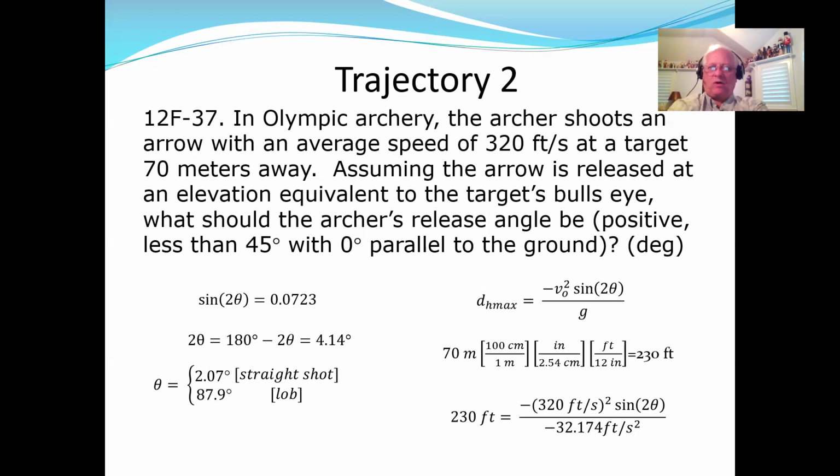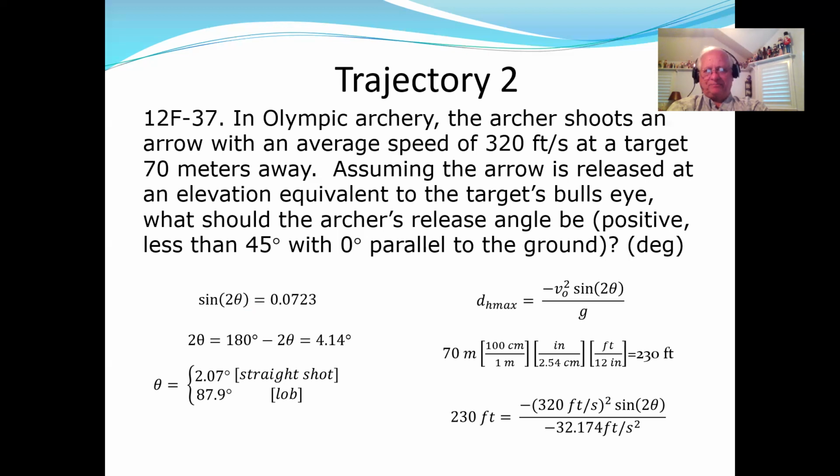It turns out that for most cases like this, I can shoot very close to horizontal to get to the target, which would be the straight shot. I typically call that scudding. Or we could shoot the thing way high up in the air and have it come down almost vertically onto the target. I typically call that a lob. In that case, it would be 87.9 degrees.